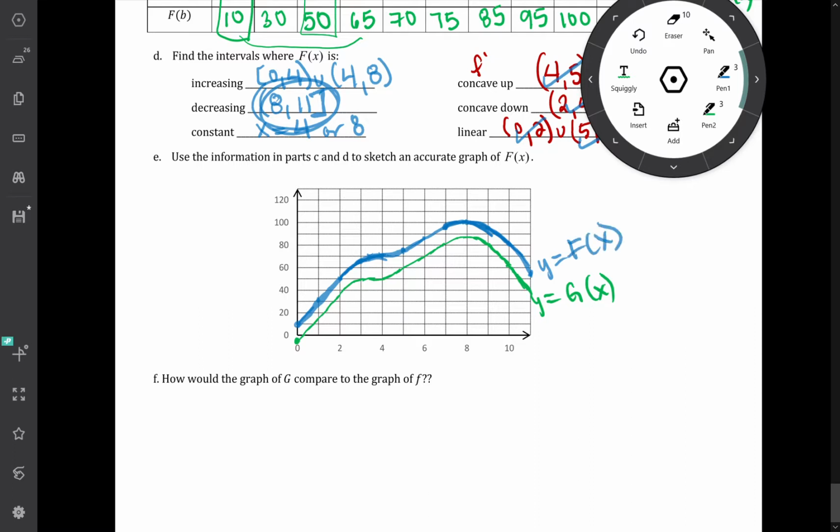Okay, so two different antiderivatives should have the exact same shape and differ only by that vertical shift.